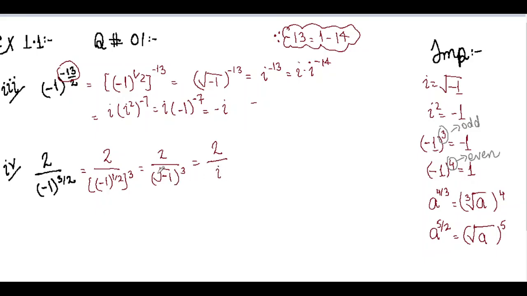Why have we written under root of minus 1 as iota? Yes, the same reason, iota equals under root of minus 1. We are going to put this value over here, and iota cube equals iota dot iota square, because 2 plus 1 makes 3, and iota square equals minus 1, so we are going to write it as 2 divided by minus iota.